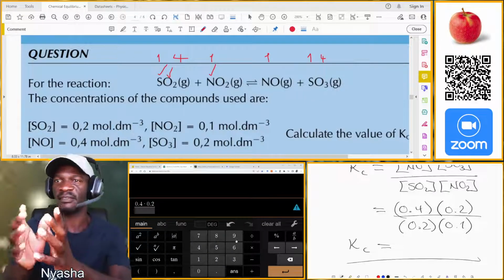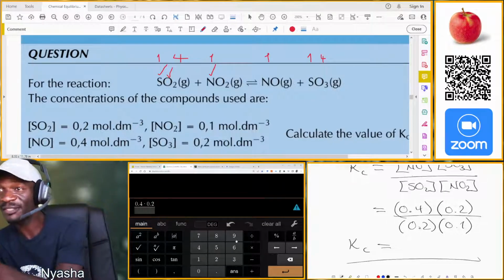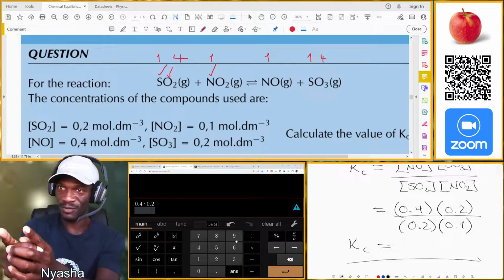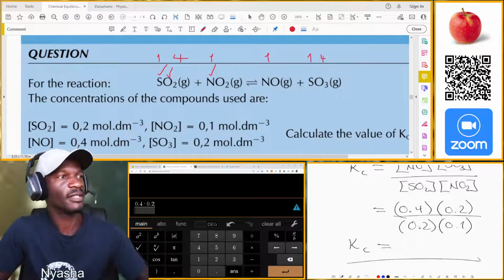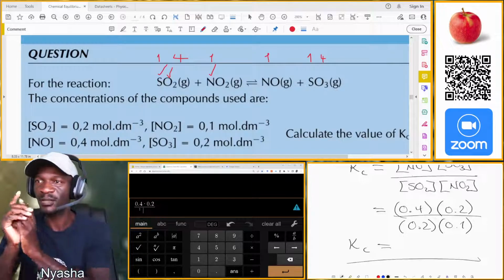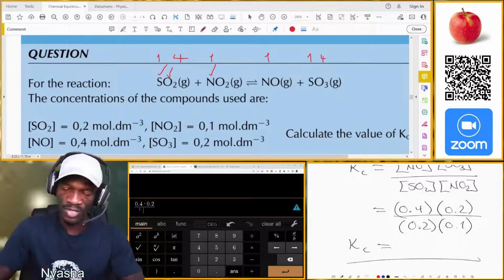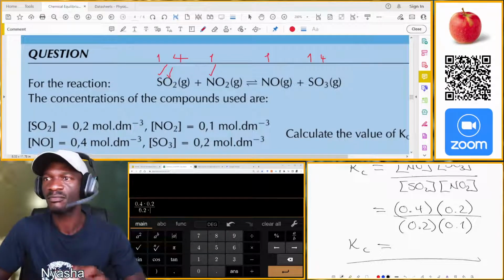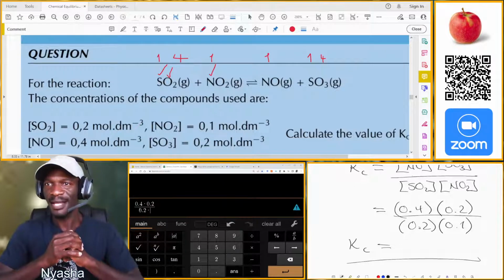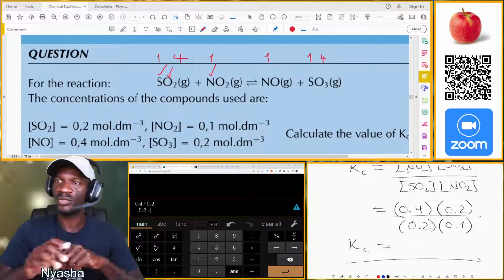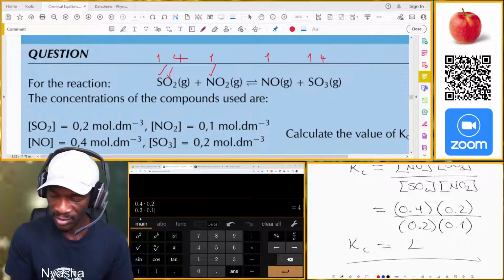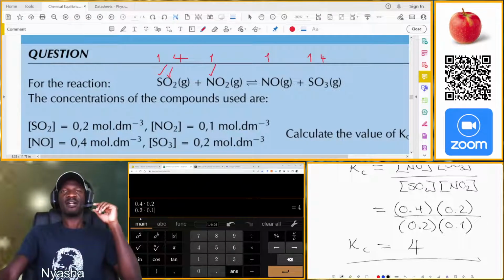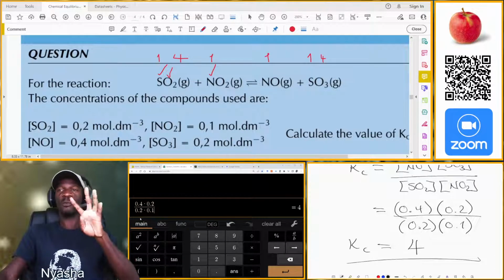So let's just verify in the numerator, do we have the concentration of NO? Yes, 0.4. Do we have the concentration of SO3? Yes, 0.2. So we're happy. Then we divide by the concentration of what? Of SO2, which is our 0.2, right? And then the concentration of NO2, which is our 0.1. So our value of the equilibrium constant is 4.